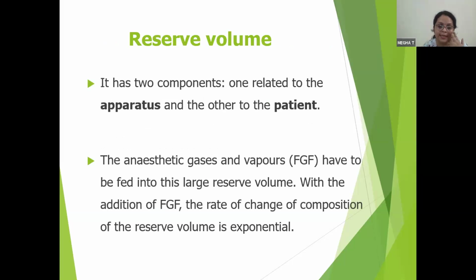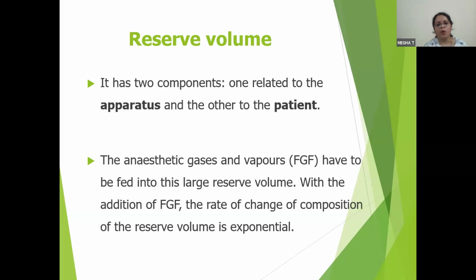So there's something called the time constant. Before going to the time constant, we'll just talk about the reserve volume. It has two components. One is related to the apparatus and one is to the patient. Related to the apparatus, it's usually the volume of the circuit, which is around 1.5 liters, reservoir bag or ventilator, 2 liters, and canister, 2 liters. So the volume of the apparatus is around 6 liters. Adding to this, the other component, that is the patient, we usually take FRC into consideration. So that is 2 liters. So 6 liters plus 2 liters, making it 8 liters.